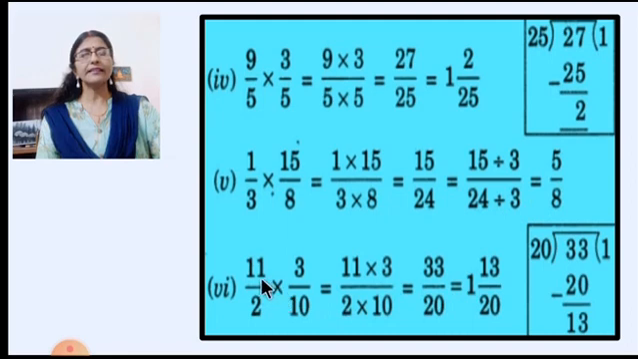Same way here also done. 11 upon 2 into 3 upon 10. See, both the numerators are written together, and here both the denominators are written in the denominator, and then they are multiplied. 33 upon 20. Now we cannot reduce, so it is an improper fraction. We will divide. 20 ones are 20. 33 minus 20 is 13, and then we will write down in the form of mixed fraction. 1 13 upon 20. 1 is the whole number, 13 is the remainder here, which will be the numerator of the fraction, and 20 will be the denominator.